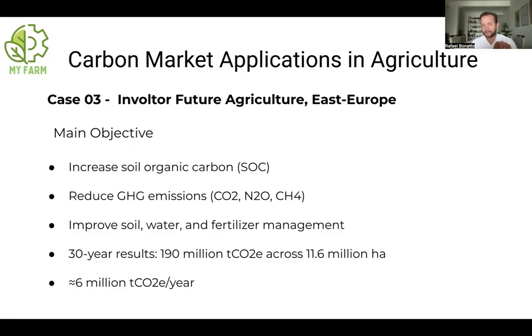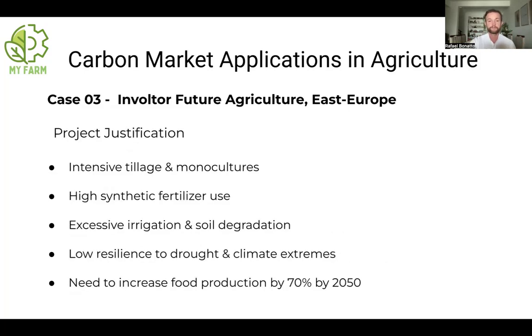Remember the little e at the CO2? Equivalent, because they're not just working with CO2 decrease. They work with CO2, N2O, and CH4. That's why we use equivalent, because you make an equation and have a CO2 equivalent. Okay, across 11.6 million hectares, one of the top projects in the world, which results in approximately 6 million tons of carbon dioxide equivalent per year. It's a huge project. It's very interesting for you to click on the Verra website and link that I have shared with you on the previous page and get to know more about this project.